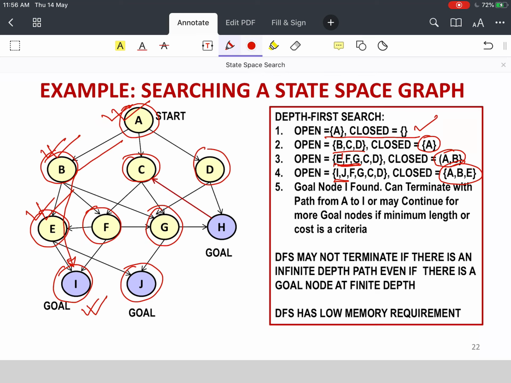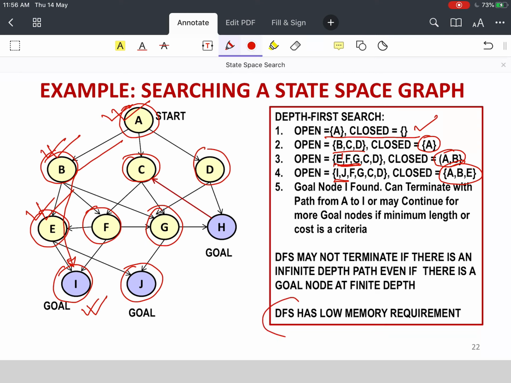On the other hand, if we want to find the shortest cost path, as you can easily see, the shorter path is from A to D to H, and depth first search will not find the shortest cost path. Therefore, we can continue the search and try to update the cost of the best cost path and terminate with the shortest cost path. So depth first search could terminate at the first goal, or it could continue.